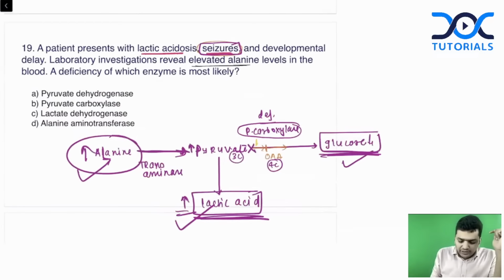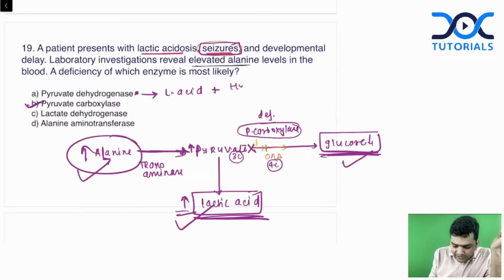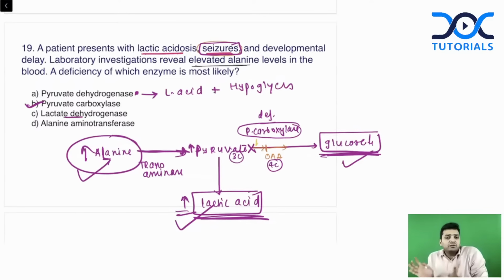If there is pyruvate dehydrogenase deficiency, that is not related to alanine at all. Lactic acidosis happens. See, the answer is not this one. I am saying why: in this, we will have lactic acidosis, plus we will have the seizures, meaning hypoglycemia, but alanine levels are not increased. In the lactate dehydrogenase deficiency, again, it is nothing to do with the alanine. So that is not the answer.